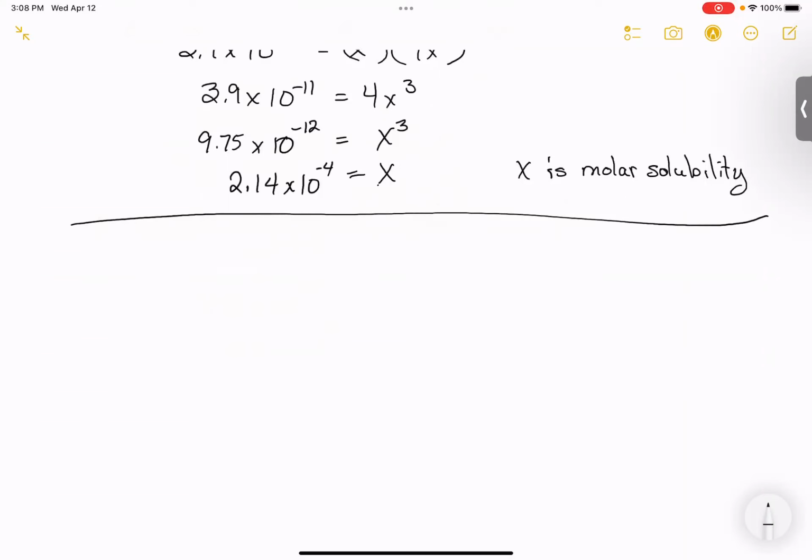So let's look at part B. In part B, we were dealing with 0.01 molar calcium nitrate. First of all, calcium nitrate, according to the solubility rules, is completely soluble. So calcium nitrate is going to dissociate entirely into calcium ion and 2 nitrate ions.